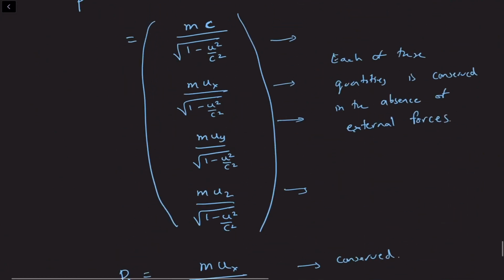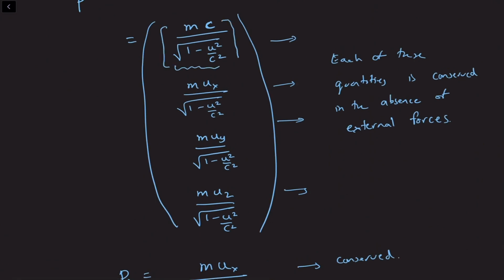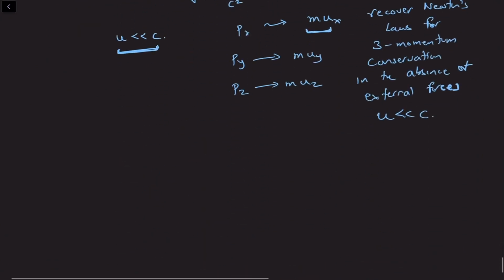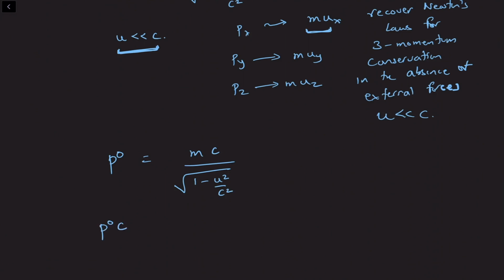Now we could ask, well, what about this new thing? Previously we had 3-vectors, now we have 4-vectors. So what is this quantity over here? In other words, what is p0? So p0 is m times c over the square root of 1 minus u squared by c squared. And it'll actually be useful to think about p0 times c rather than p0 itself. This is mc squared over the square root of 1 minus u squared by c squared.